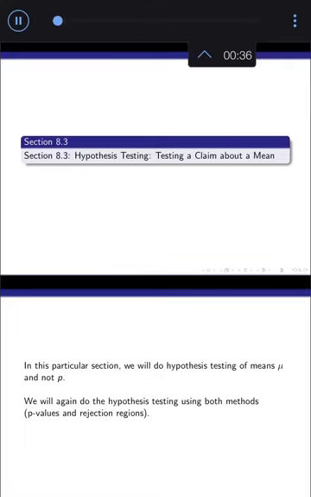Just like the last section, though, we will again do all of our problems involving hypothesis testing using both methods. Remember, those two methods were called p-values and rejection regions, and they both give us the same values. They're just done in slightly different ways.